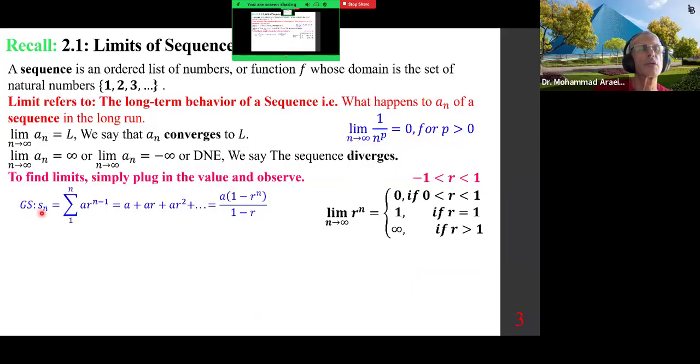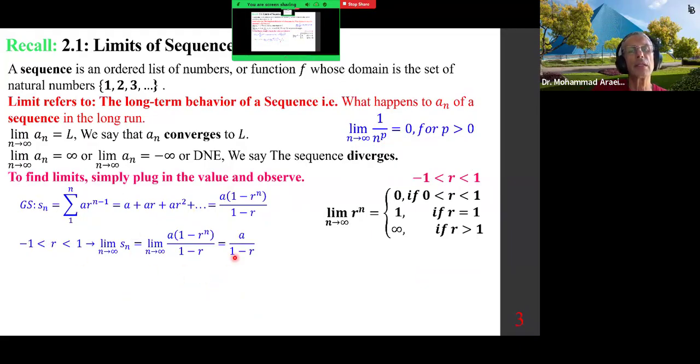A geometric sequence becomes a geometric series when you add up the first n terms: you get a times 1 minus r to the power of n over 1 minus r. When r is between -1 and 1, the limit becomes a over 1 minus r, because r to the power of n goes to 0.